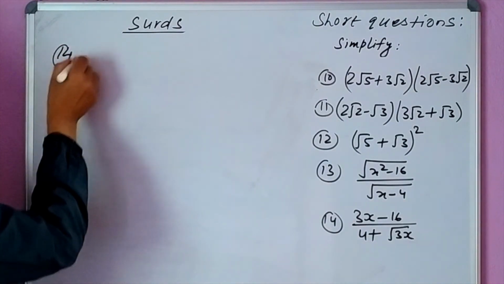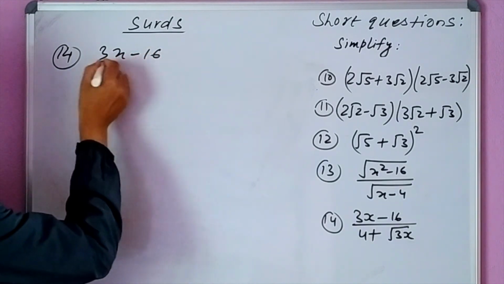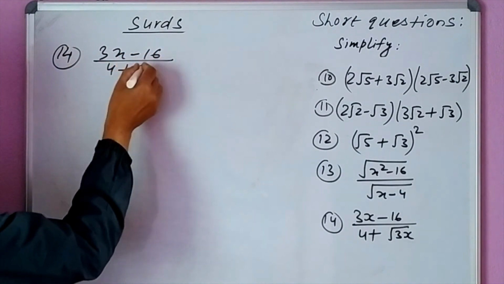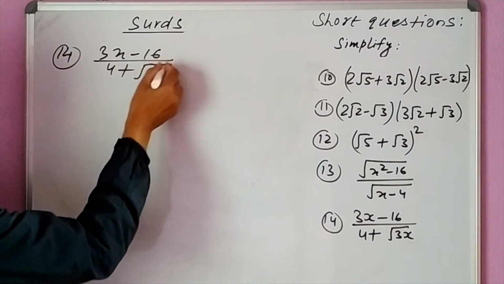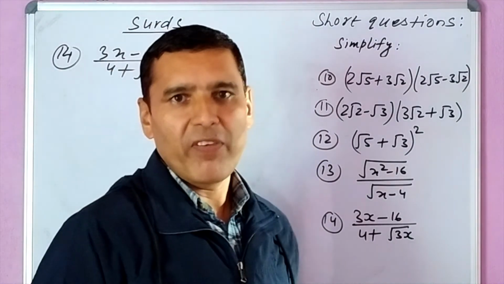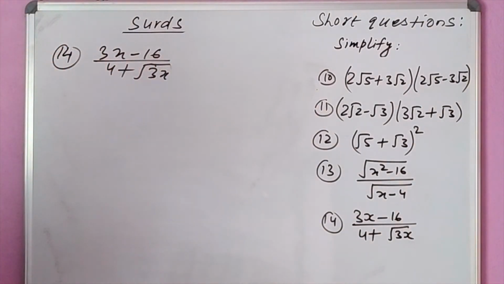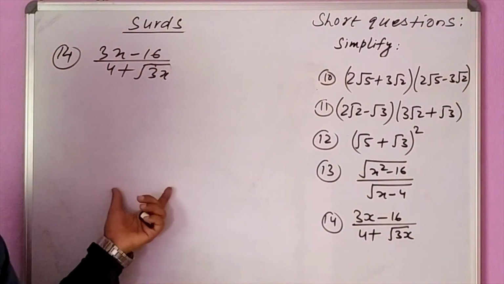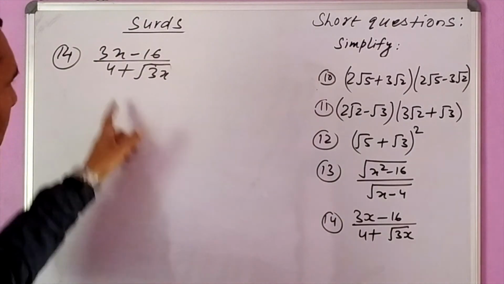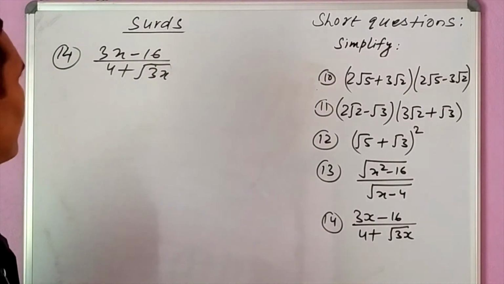Our last question, number 14. 3x minus 16 upon 4 plus under root 3x. Look at this question, it is slightly different from the other questions we simplified before. How is it possible to simplify this structure? Because in the numerator we have 3x minus 16, and in the denominator we have 4 plus under root 3x.